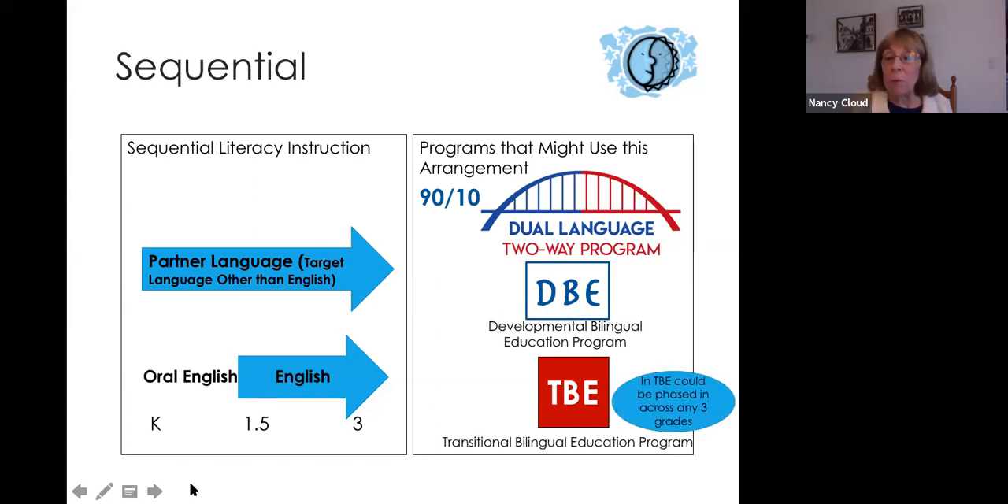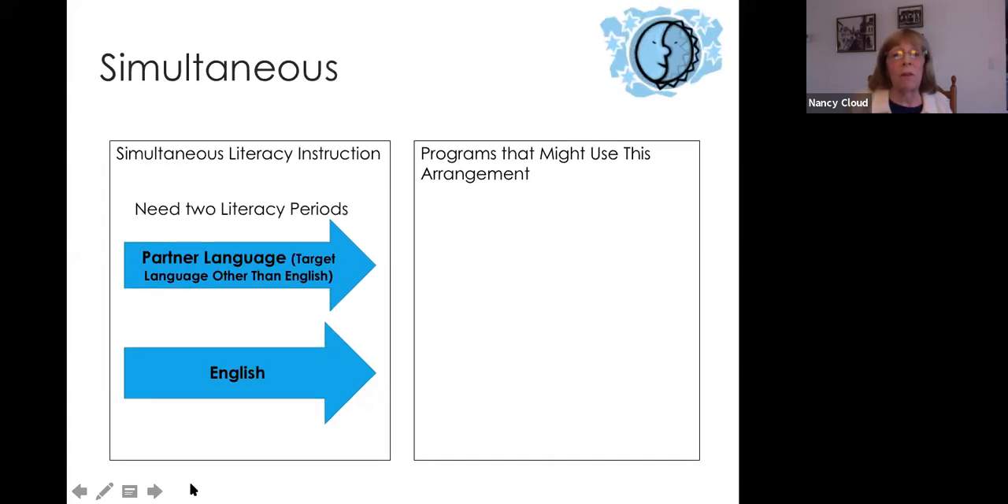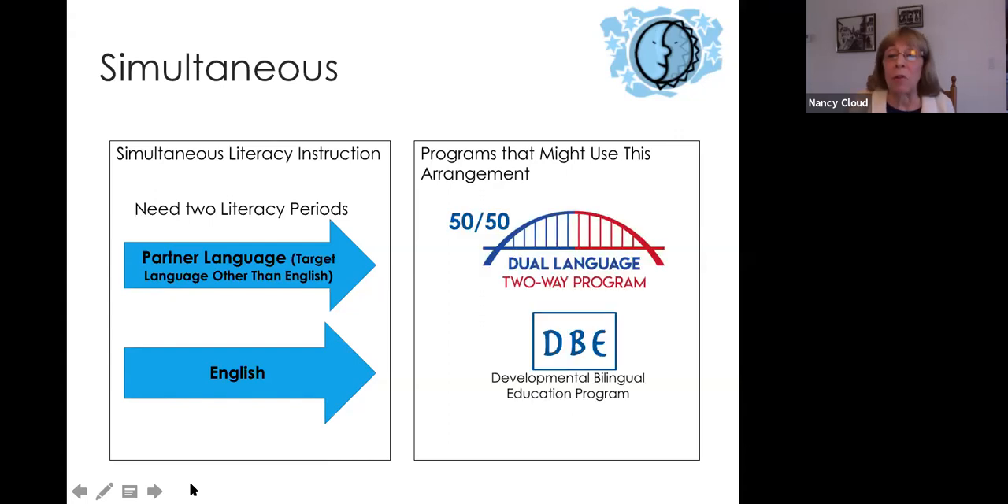Okay, so in TBE, the English could be phased in across any 3 grades. The other option is just, I have 2 periods of instruction, one for the partner language and one for English. And simultaneously, I'm introducing literacy in both languages right away. The programs that might use this arrangement are the 50-50. I could decide to do this in a DBE program, developmental bilingual. And certainly I could decide to do this in a TBE program. I'm sorry I didn't list that.